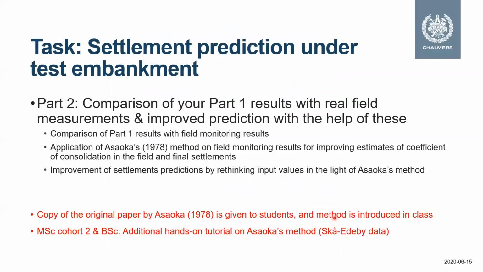In part 2, we asked the students to compare their part 1 results with real field measurements and improve the predictions with the help of these. To improve them, we asked them to apply Asaoka's method on the field monitoring results so that they can find out whether the differences between their predictions and the measurements were due to predicting the final settlements wrong or the rate of consolidation. They were also supposed to improve their predictions by rethinking the input values in the light of Asaoka's method.